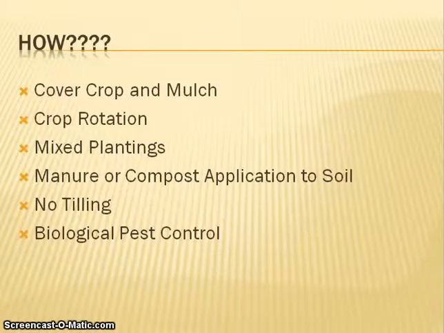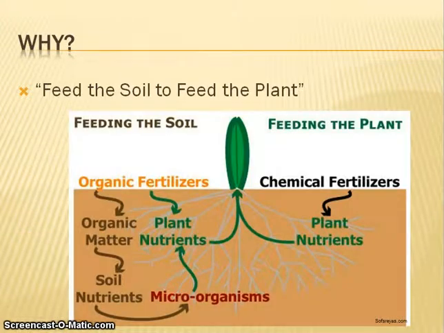There are some strategies or techniques that an organic farmer should use in order to get a decent crop yield. They're listed here, including using a cover crop and a mulch, practicing crop rotation or mixed plantings, applying a manure or compost, reducing or eliminating tilling of the soil, and using biological pest controls. All of these techniques will have one foundation, and that's to maintain a healthy soil.